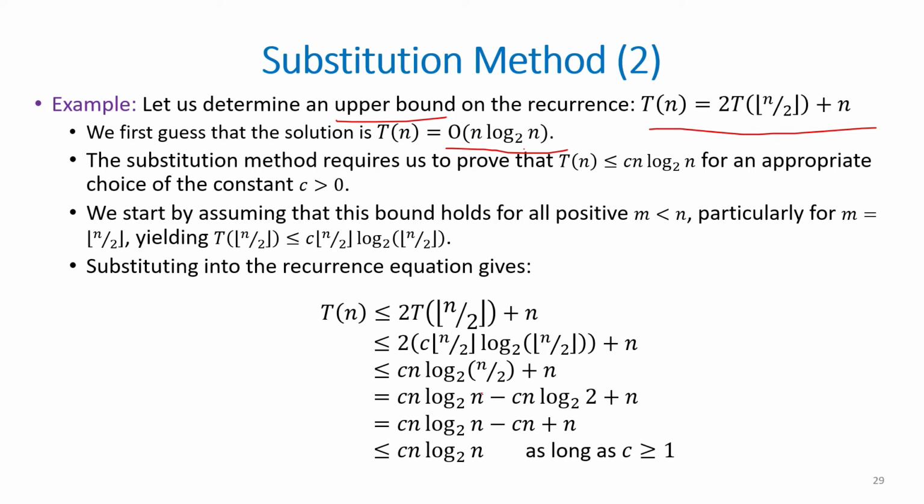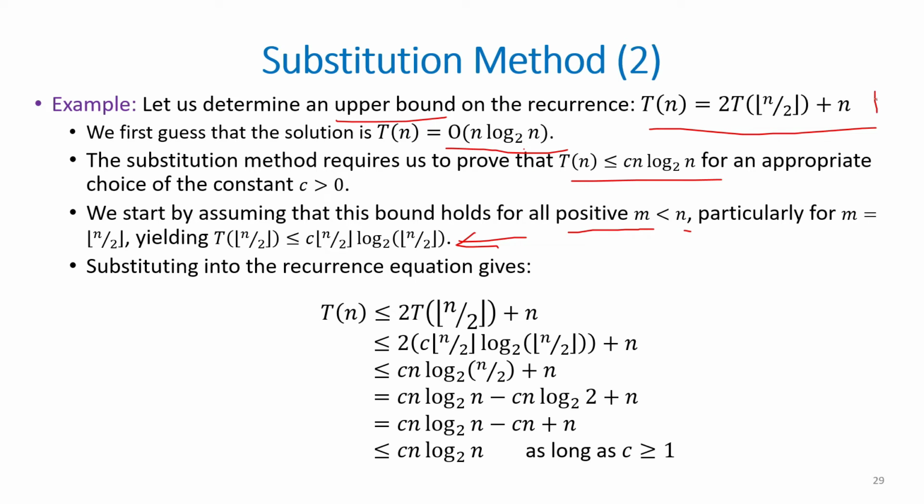We now have to prove that this solution actually holds for the base case as well as the recursive case. For now, let us focus on the inductive step. In the inductive step, we have to prove that this bound holds for all positive values m less than n. Now, what would be the best choice for m? If we look at this equation, we see that we have floor of n/2 over here, which obviously is less than n. So if we set m equal to floor of n/2 and substitute this in this equation, we would get this.